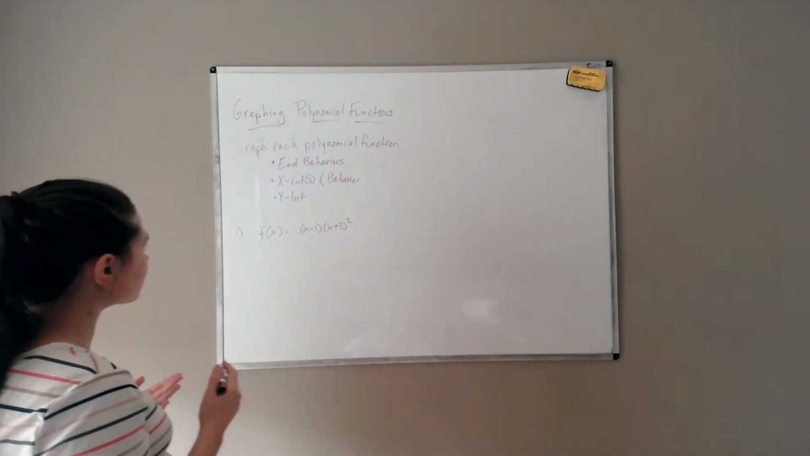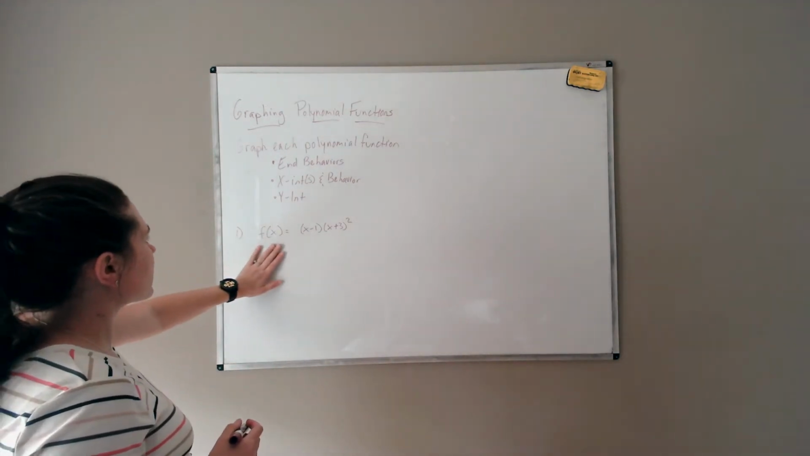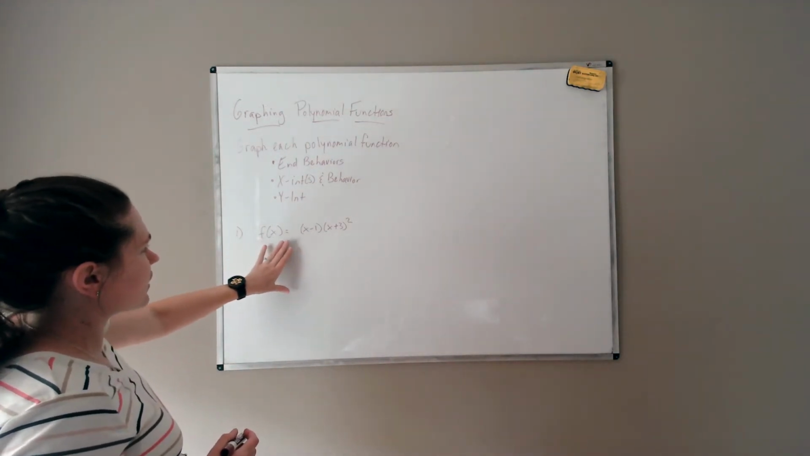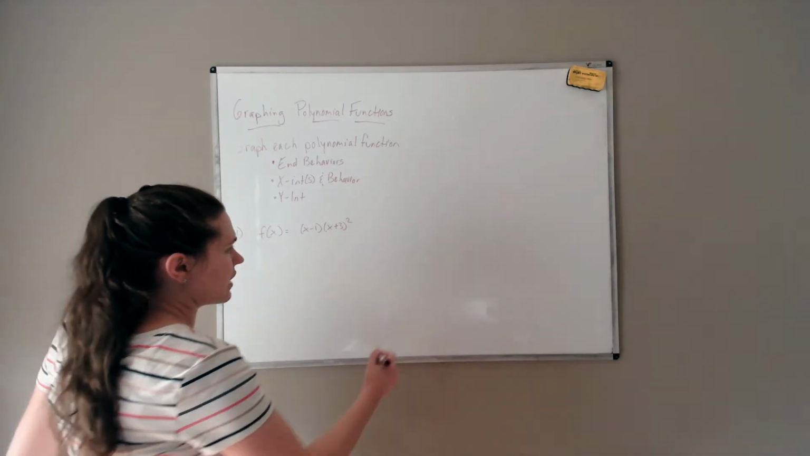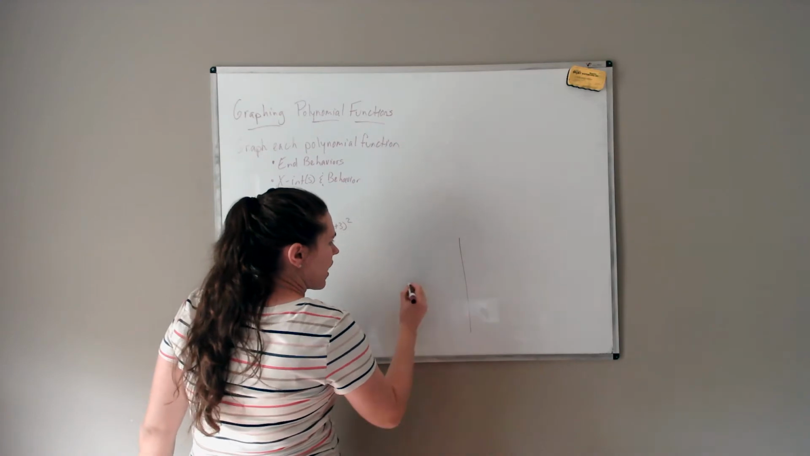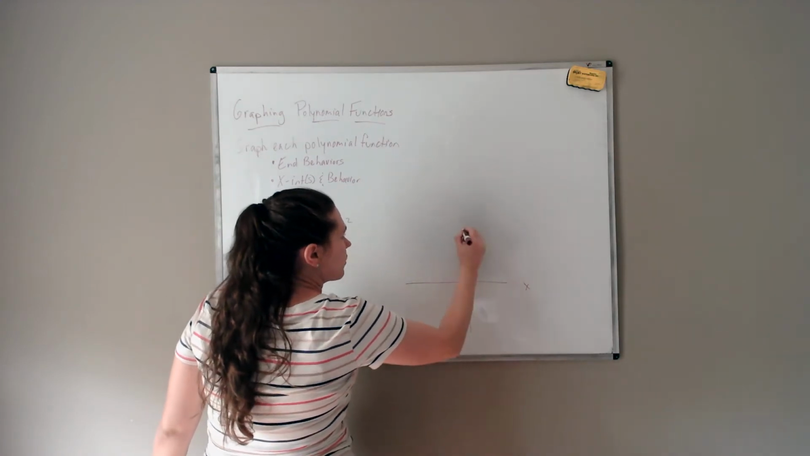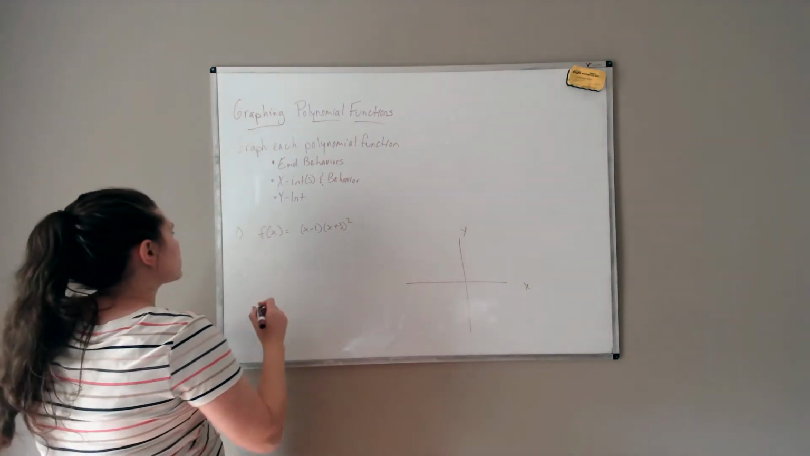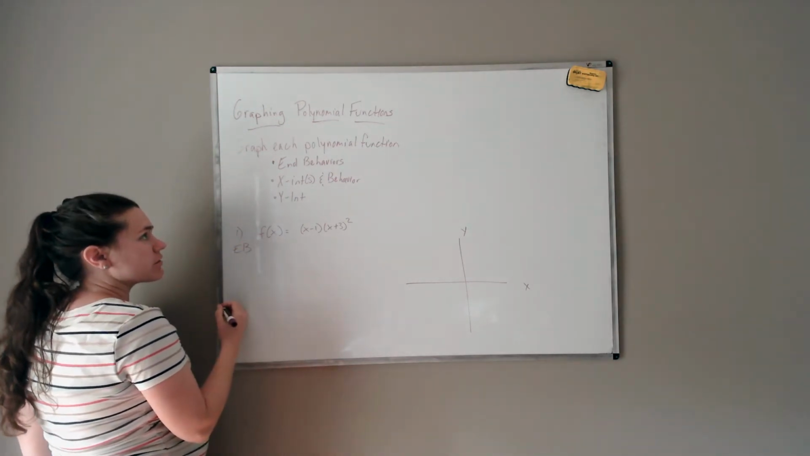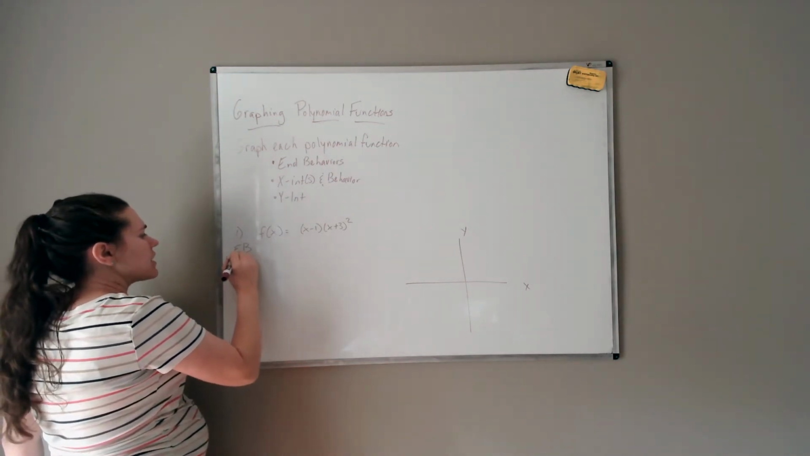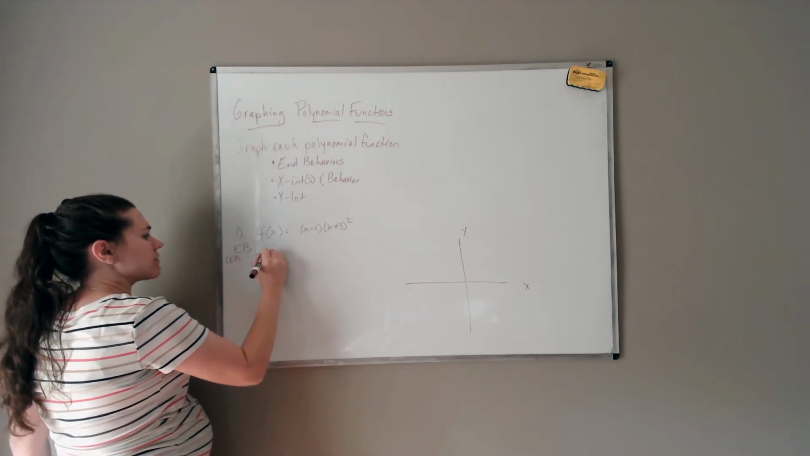So the first function that we're going to graph is f of x equals x minus 1 times x plus 3 squared, okay? So that's what we're going to graph first. Now, what's important are these three pieces. The first thing that's important is naming the end behaviors. So we've got the left end behavior and the right end behavior.